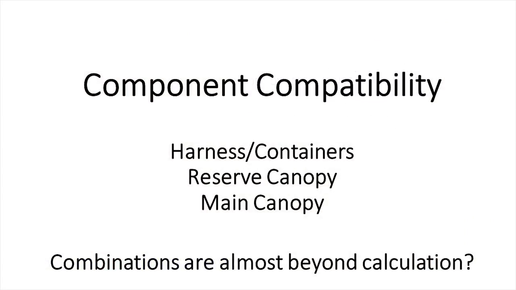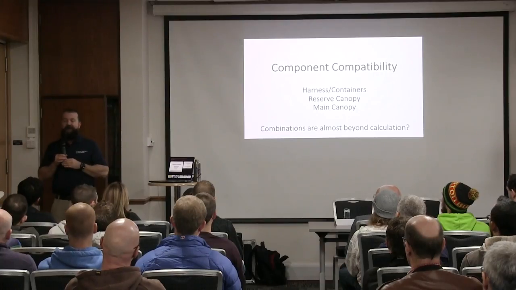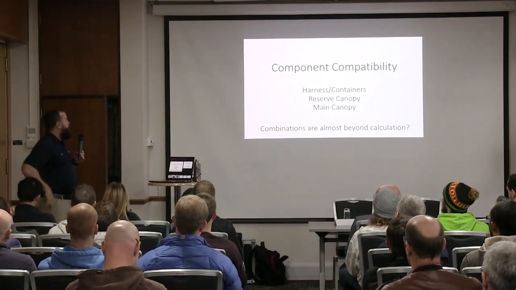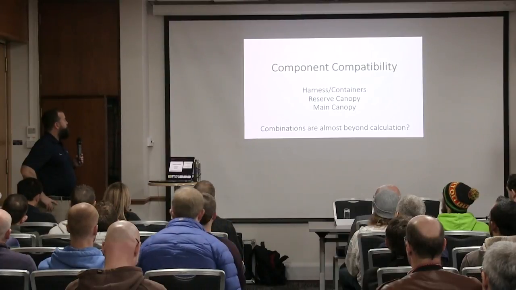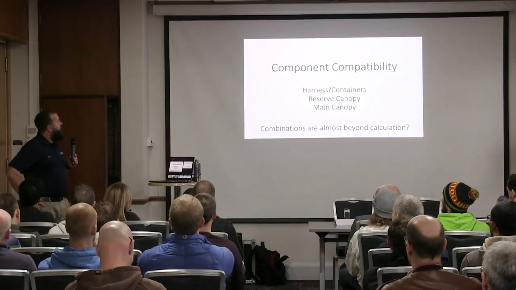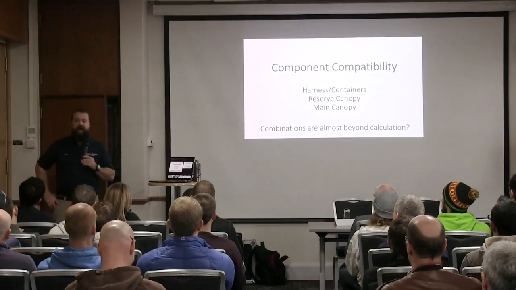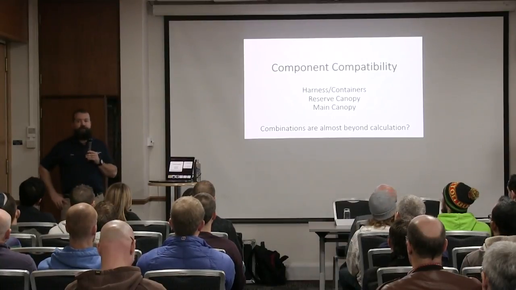So why would we have potentially a delay in a reserve deployment? In theory, once the AAD cutter initiates the process, everything should happen perfectly each and every time, right? We spend a lot of money on our gear. It should work right every time, right? These are parachutes. We're lucky when they work every time we use them. So the reason for that component compatibility issue is that we have so many different options.